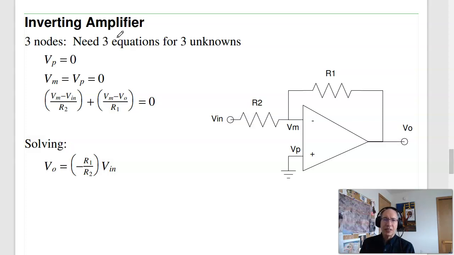Next circuit, the inverting amplifier. That's this guy. To write the equations, there's a couple ways to go. One of them, I'll write the node equations. First equation, V plus equals 0. Second equation, V minus equals V plus. So V plus, V minus looks like 0 volts.